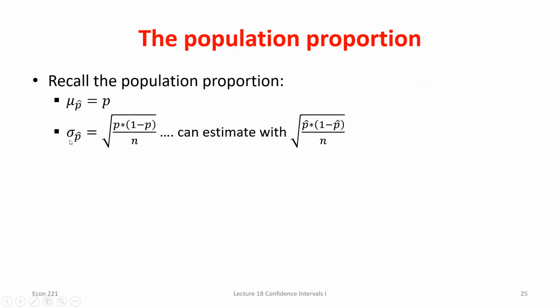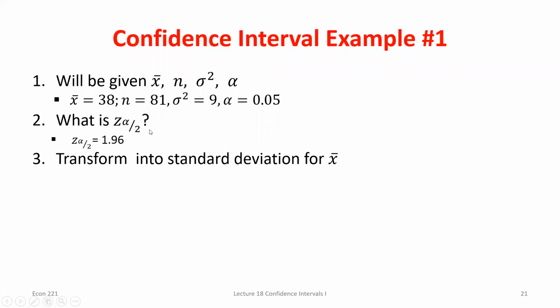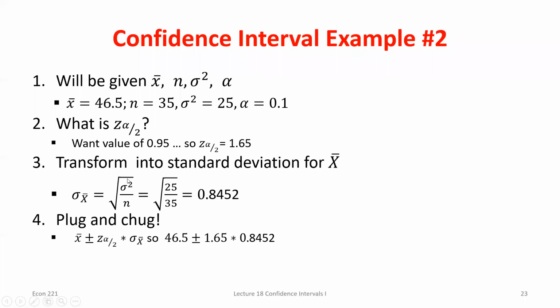We also had this equation for the standard deviation of our sample proportions, which was the square root of p times 1 minus p. This really represented the variance for the population proportion, just like we had the variance for the population in the sample mean case. We're dealing with means there, but now we're dealing with proportions.